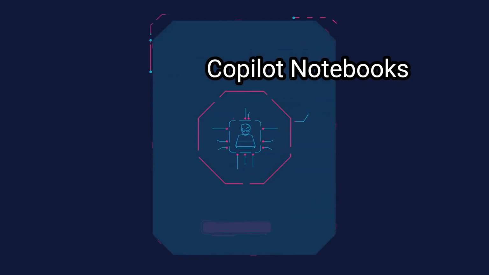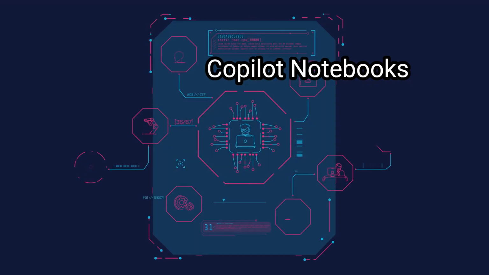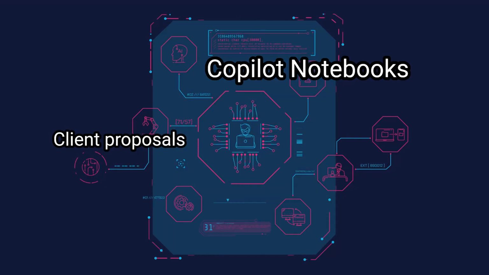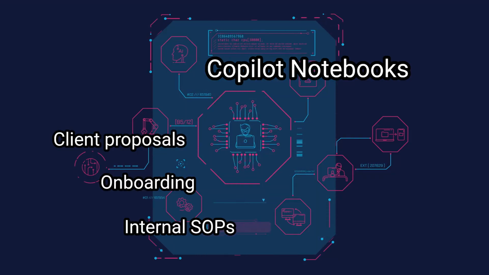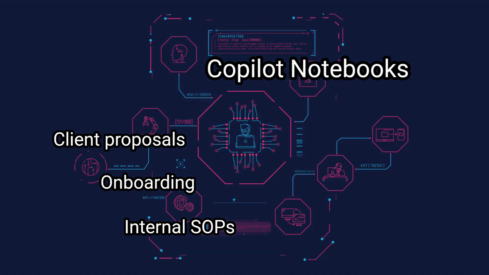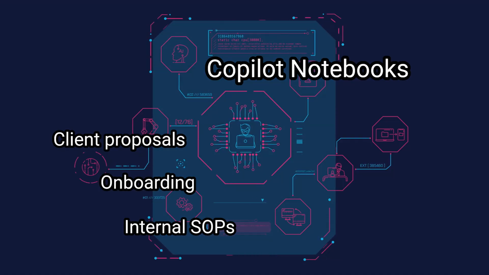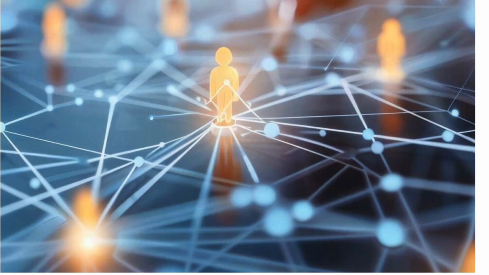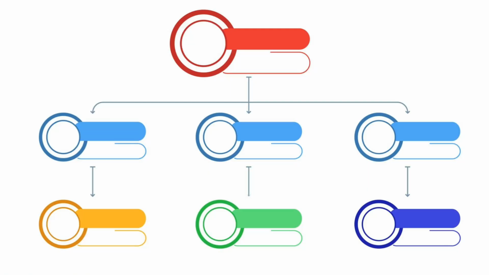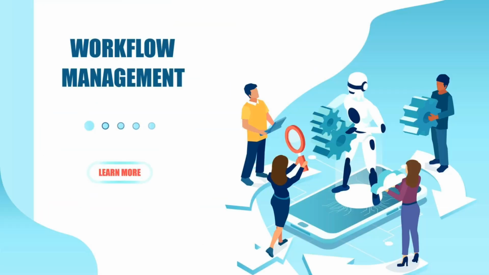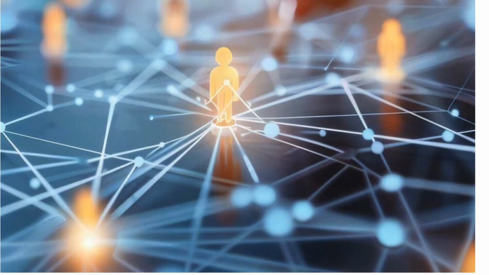And this is important. The instruction applies to that notebook. So you can have one notebook for client proposals, another for onboarding, another for internal SOPs, each with its own purpose. If you work in biotech, financial services, staffing, or nonprofit services, the prompt changes, but the idea is the same. Set the context once, and make Copilot more useful every time your team asks a question.